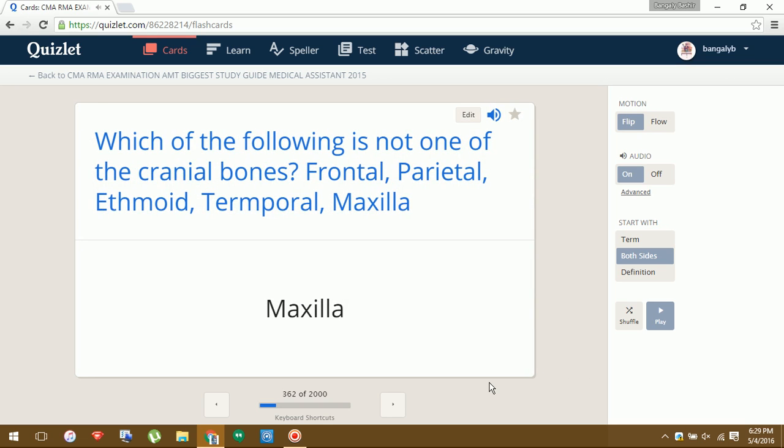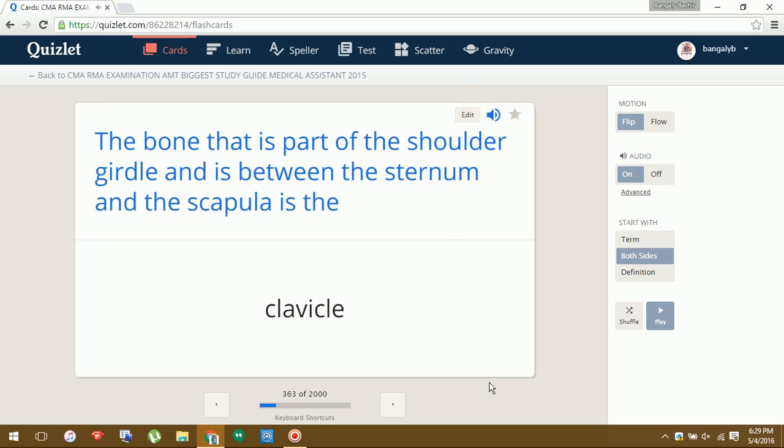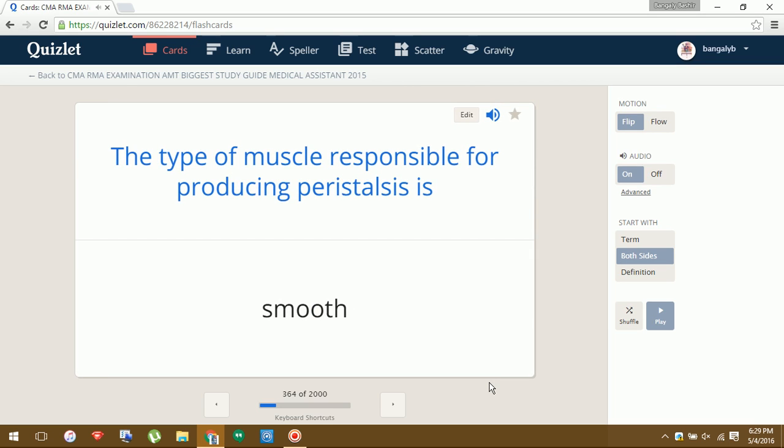Which of the following is not one of the cranial bones? Frontal, parietal, ethmoid, temporal, maxilla. Maxilla. The bone that is part of the shoulder girdle and is between the sternum and the scapula is the clavicle. The type of muscle responsible for producing peristalsis is smooth.